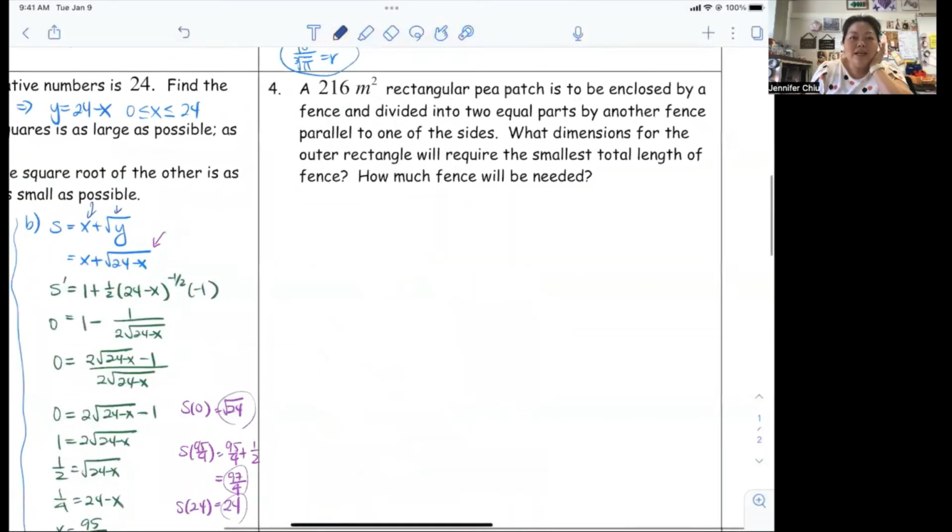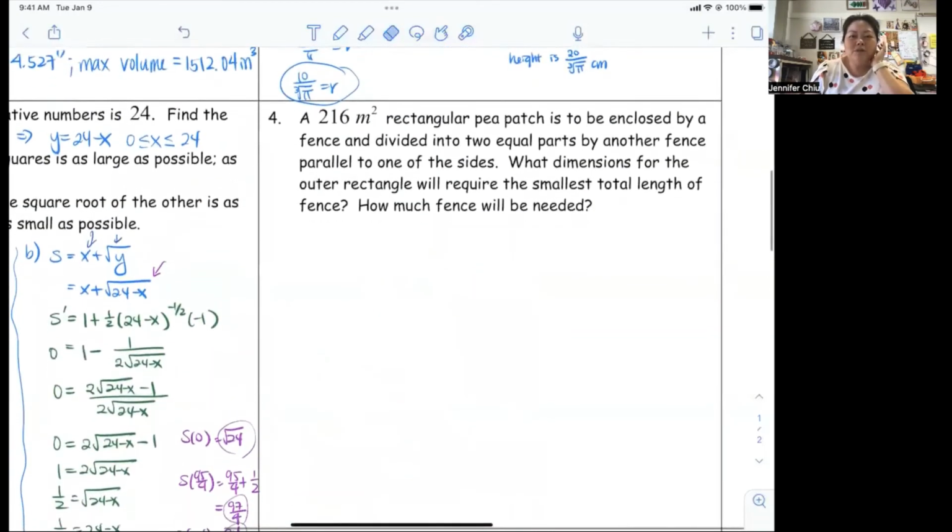All right. Last one says, a 216 square meters rectangular pea patch is to be enclosed by a fence divided into 2 equal parts by another fence parallel to one of the sides. What dimensions for the outer rectangle will require the smallest total length of fence? How much fence will be needed?